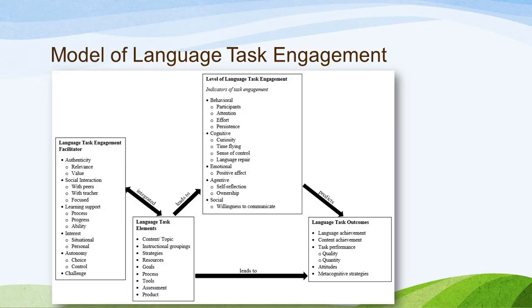The findings of this study led to the development of the model of language task engagement. The model comprises 4 components. 1, task engagement facilitators. 2, language task elements. 3, level of task engagement. And 4, language task outcomes.